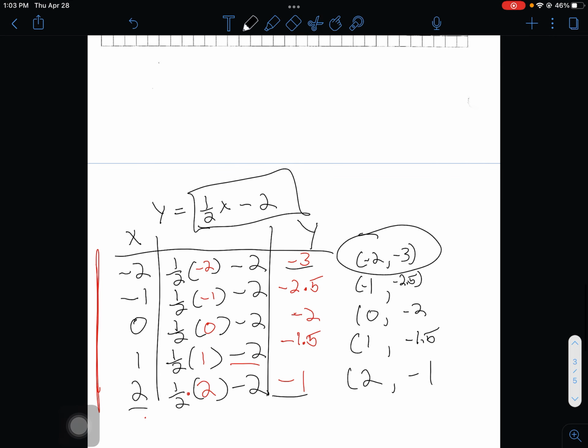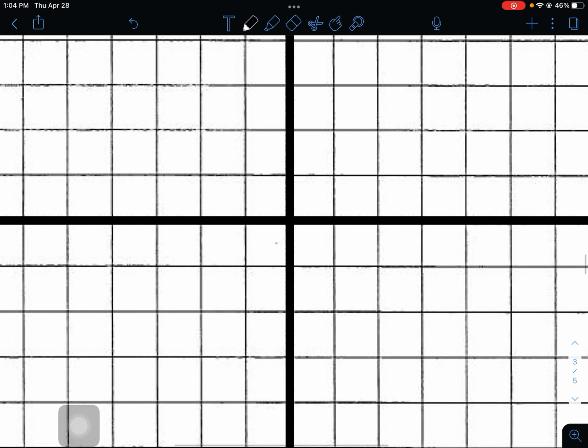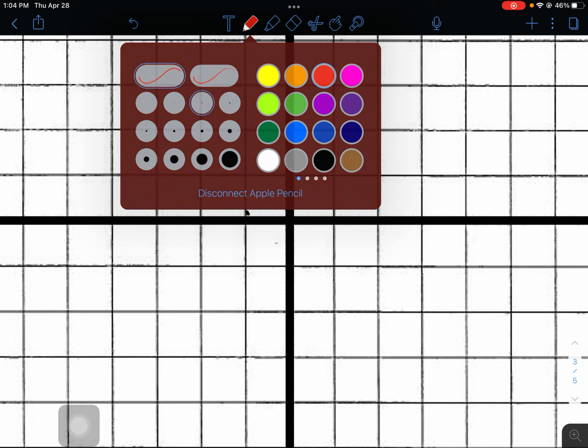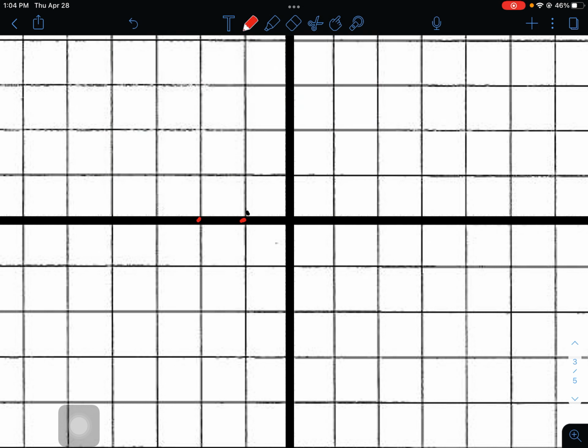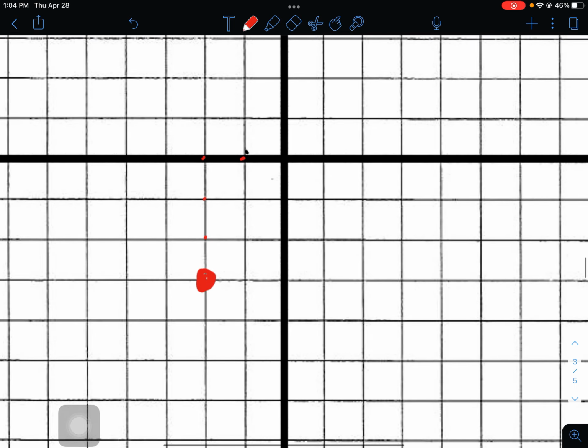So my first point, -2, -3. I go to the center of my graph. I say, all right, x comes first. So I go 2 to the left, 1, 2, and down 3, 1, 2, 3. That's my first point. My second point, I'm left 1, down 2.5. So I start in the center, go left 1, down 1, 2.5.